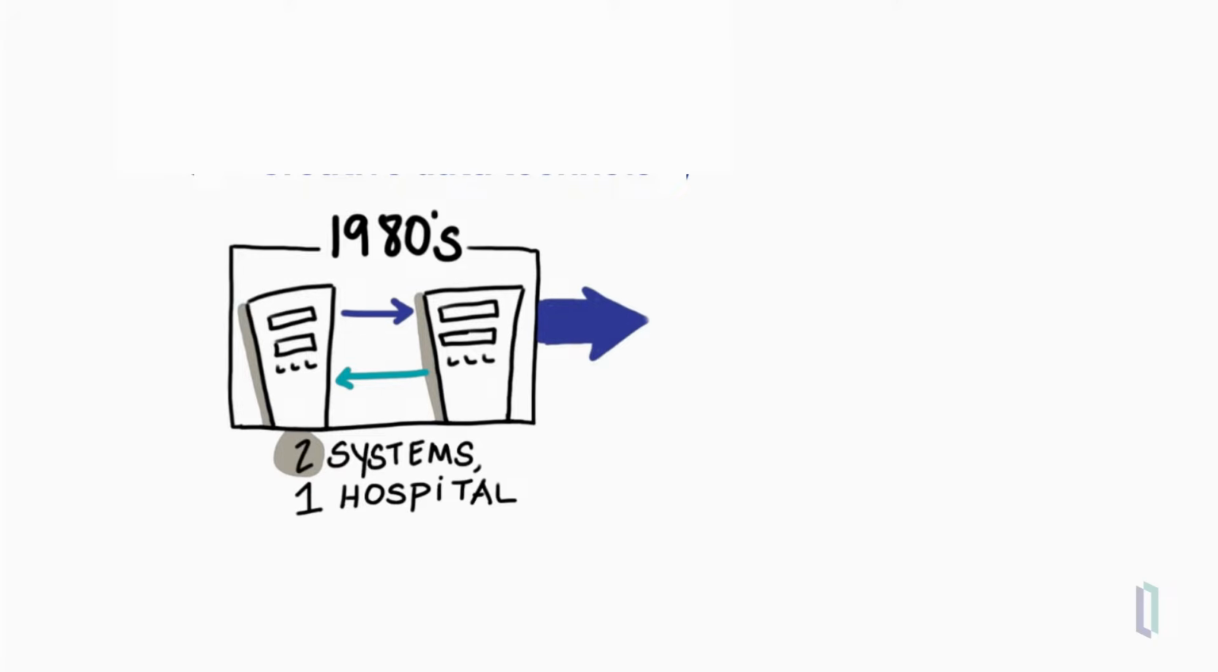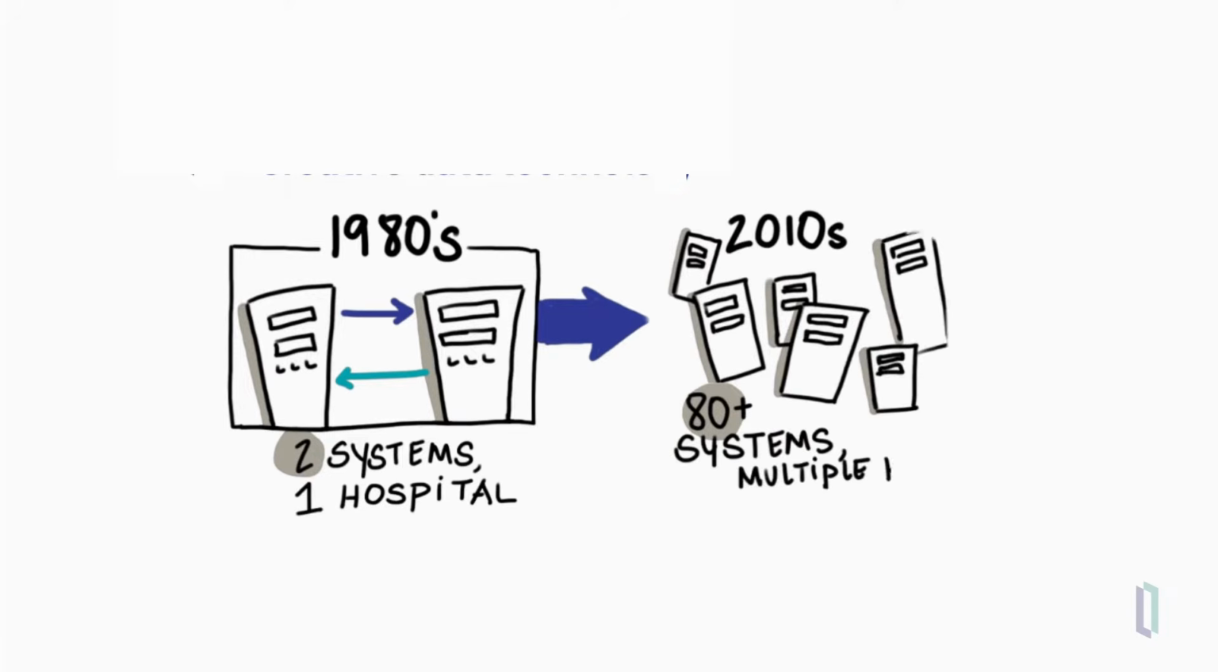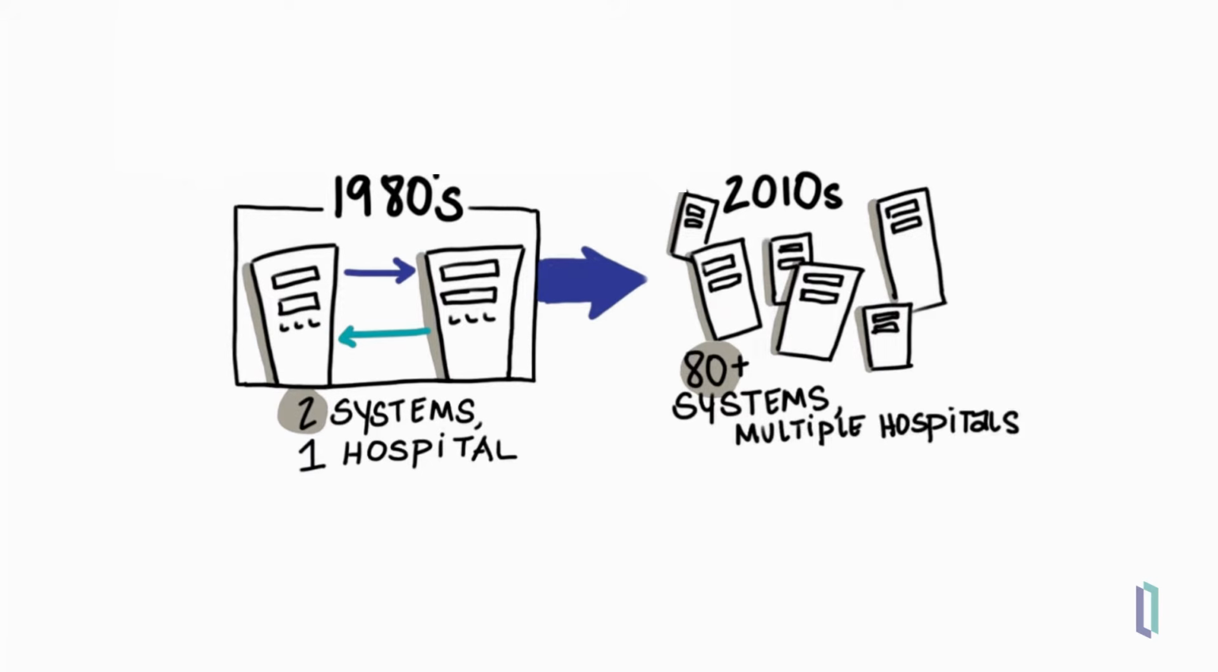If we fast forward to the present time, someone has observed recently that the average hospital in the US has over 80 IT systems within its walls. And we still need to connect those systems to one another. We will need to do so well into the future.